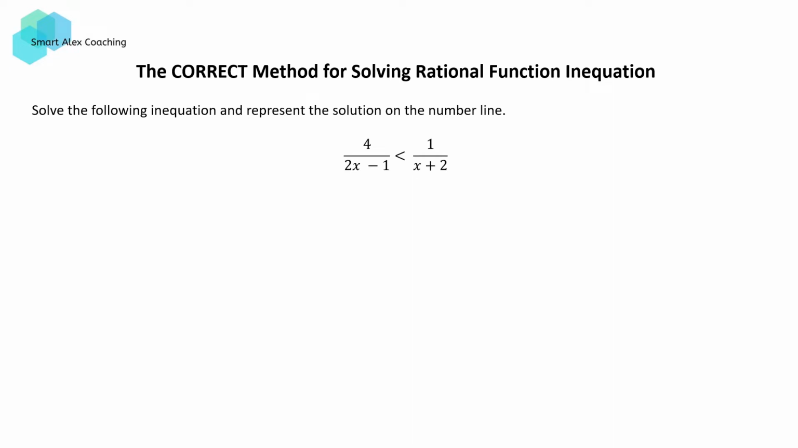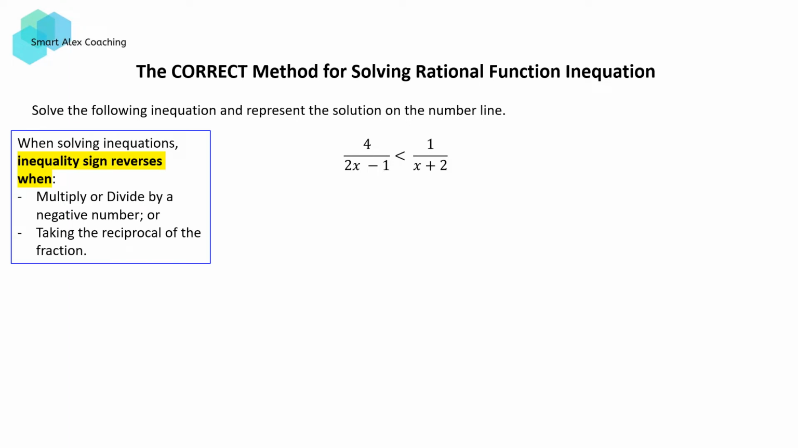The question we have is: solve the following inequation and represent the solution on the number line. Here we've got 4 over 2x minus 1 is less than 1 over x plus 2. When we solve inequations, one of the things we have to worry about is sign reversal. Remember that the inequality sign will reverse when we multiply or divide by a negative number or when we take the reciprocal of the fraction.